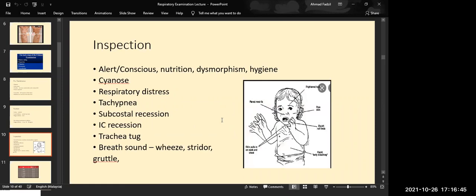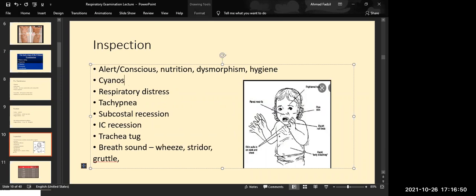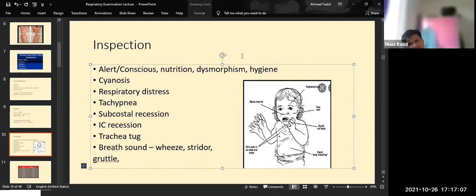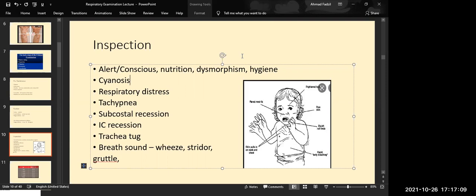And you always start with inspection. Remember, always start with inspection. What to look at in inspection? Look at the alertness, conscious level, stature, nutrition status, dysmorphism, hygiene. Anybody knows what dysmorphism is? Down syndrome. Dysmorphism is abnormal feature. Doesn't mean Down syndrome only. Any abnormal feature that you can observe or you can see on the patient when you examine the patient.